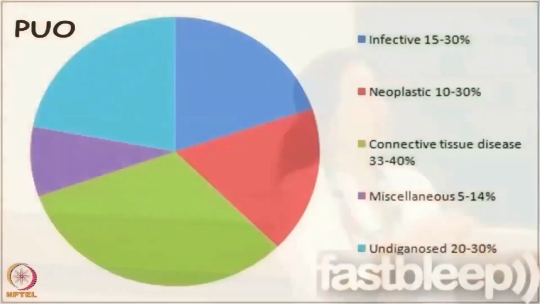Now another common challenging situation for an ID physician is a PUO, that is pyrexia of unknown origin, also called FUO, fever of unknown origin, where the patient has fever for a prolonged period, more than 3 weeks, and one doesn't know the diagnosis. The causes could be infective, neoplastic, that is malignancy, connective tissue disease, or any other cause.